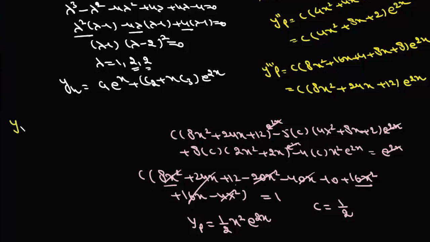So its general solution will be c1 e to the power x plus c2 plus x c3 e to the power 2x plus 1 by 2 x square into e to the power 2x. Now we'll take up an example where we only need this rule 3.